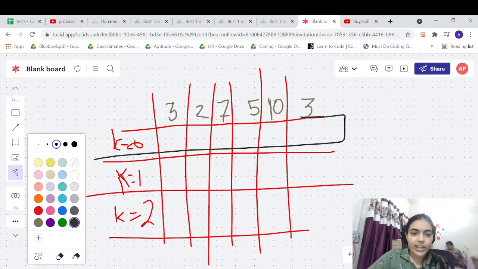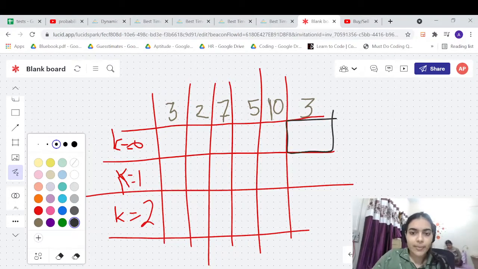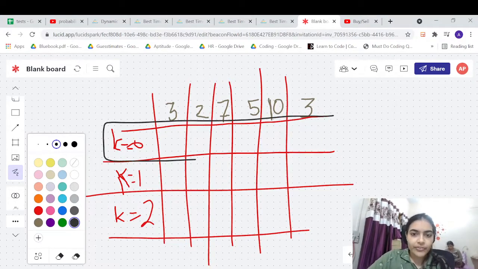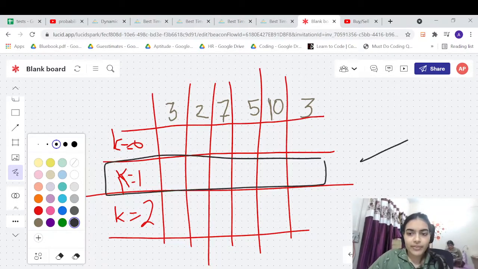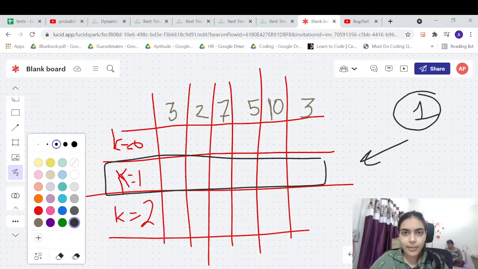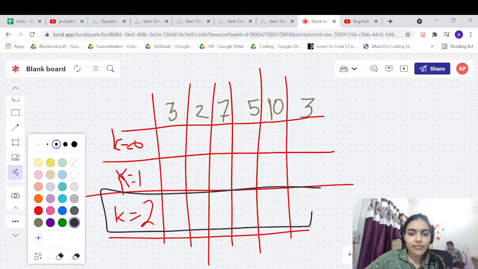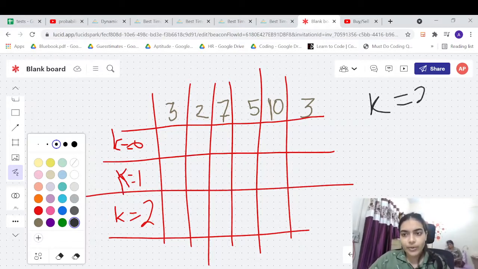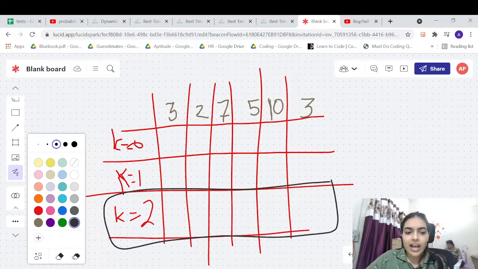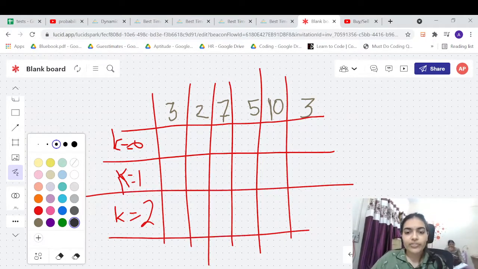For example, if we are given 0 transactions, the last value will give us the maximum profit we can achieve when we are allowed to do 0 transactions. Then this table will represent when we are allowed to do 1 transaction, what will be the maximum profit. And the last table will give us our answer, in the case when k is equal to 2, when we are allowed to do at most 2 transactions. This last row will represent that and the last value of this will give us the answer.